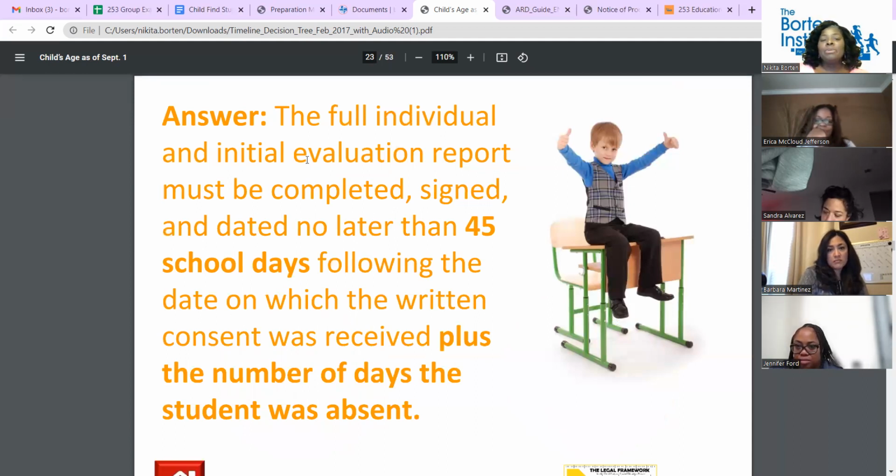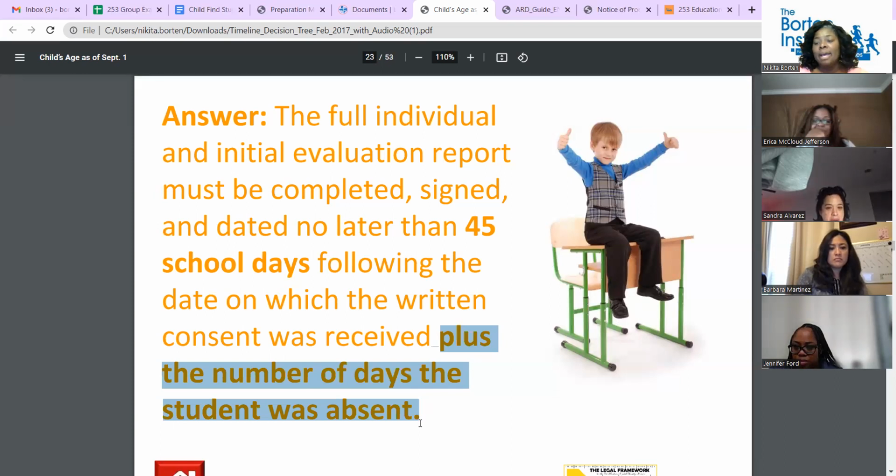The initial FIE must be completed and signed. Look at that. That's what these updates do. They just throw in extra words. So completed and signed. And what dated? No later than the 45 school days following the date on which you gave consent, plus the number of days the student was absent.